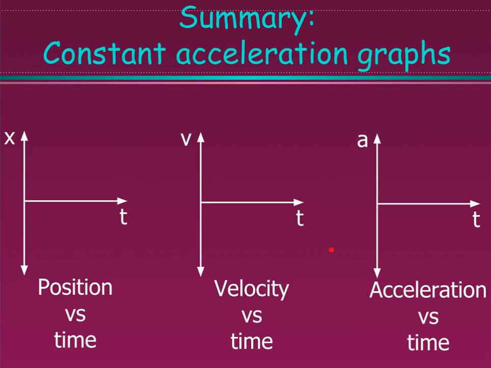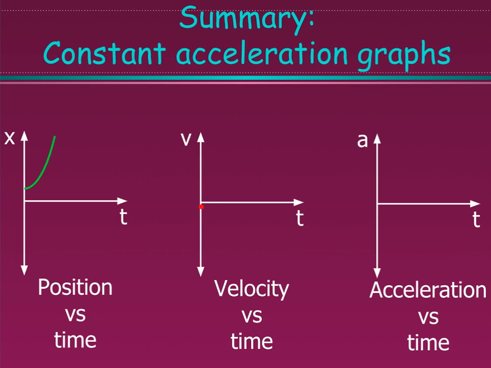Lastly, constant acceleration graphs. So let's say we're constantly accelerating. We start off slow and then we pick up speed, pick up speed. It's going to be a curved line like this in our position versus time graph. So notice we have different slopes here. Our slope is like this, then our slope is like this, and then it becomes a really steep slope.